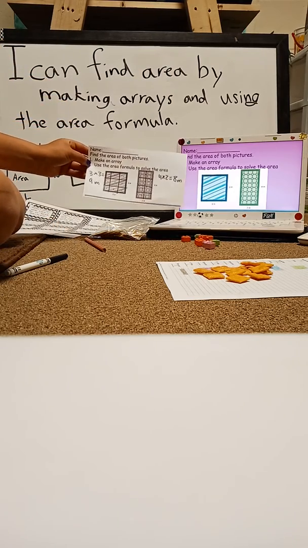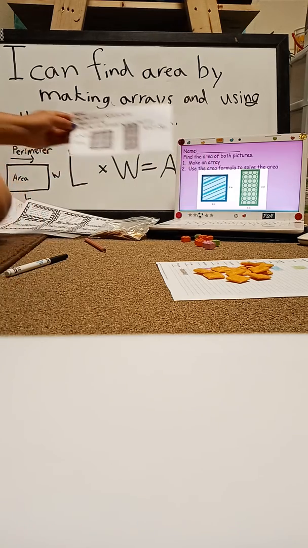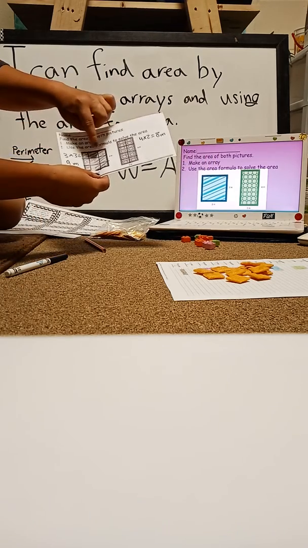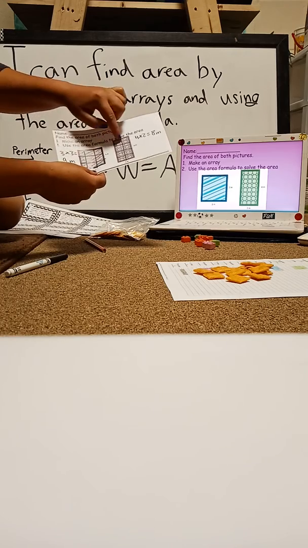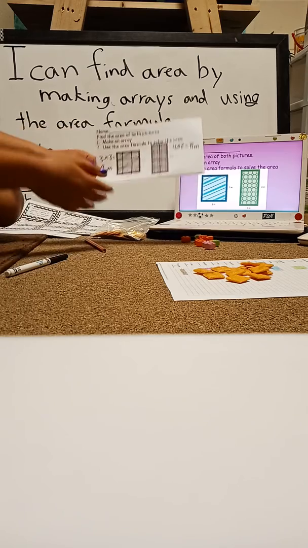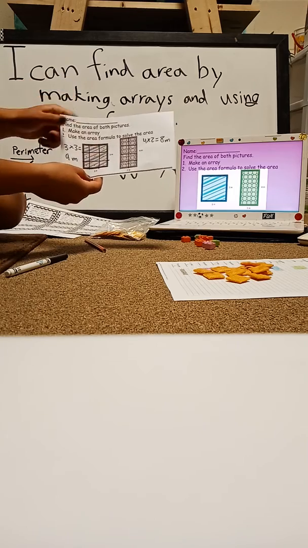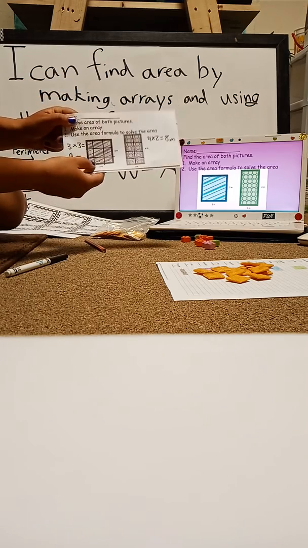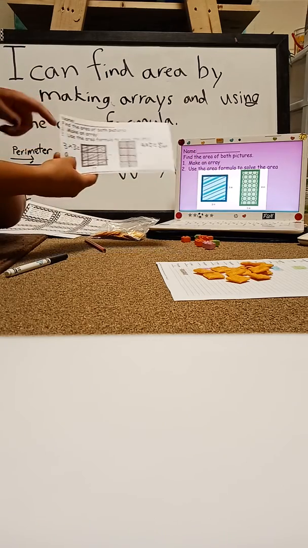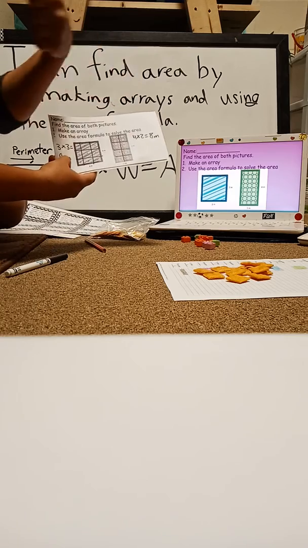Find the area of both pictures, make an array, use the area formula to solve the area. So as you can see, I made my unit squares on my 2 areas. And I found out, if I count them, I have 1, 2, 3, 4, 5, 6, 7, 8, 9. 9 unit squares. And I also used the area formula. 3 times 3 equals 9. So it matched up, and I know it's correct.